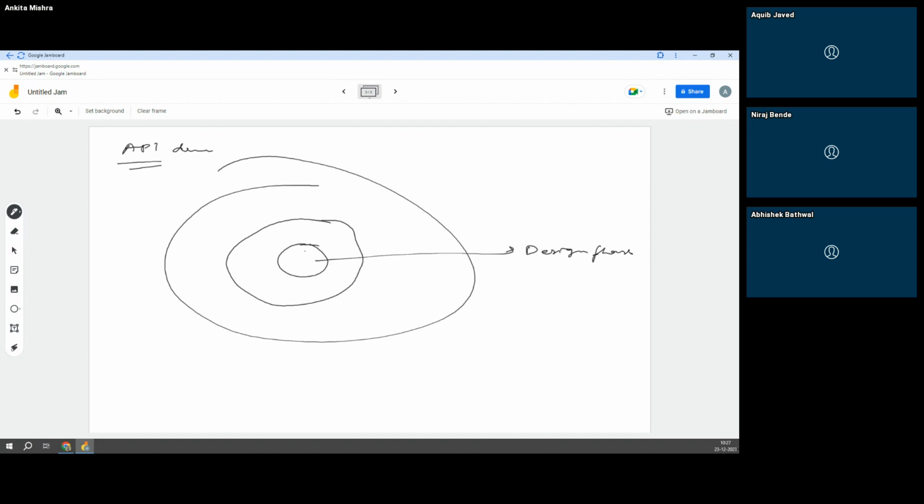So if you go through my last session, we have taken an analogy of creating a house. Whenever you have to create a building, you don't directly go to the construction site and start developing or building that particular architecture.